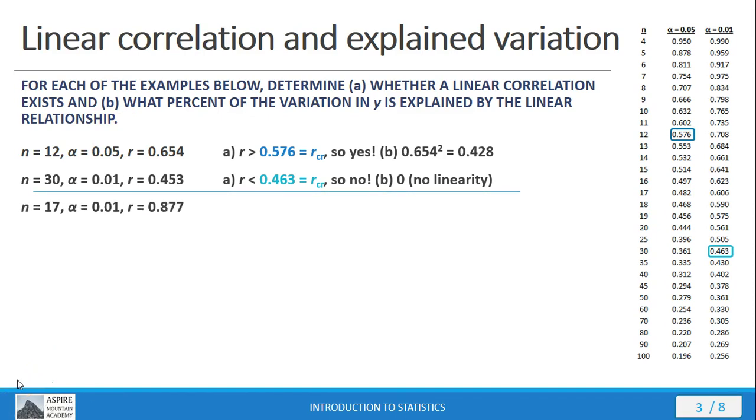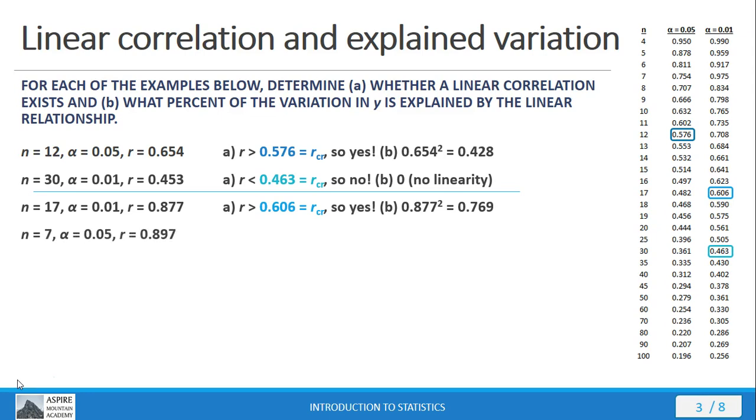Stop the video, test this out, come back, see how well you did. Okay, so here you should find that there is a linear relationship. We do have linear correlation, and we do clear the bar, and when you square that r value, you get the percent variation that's explained, so the explained variation.